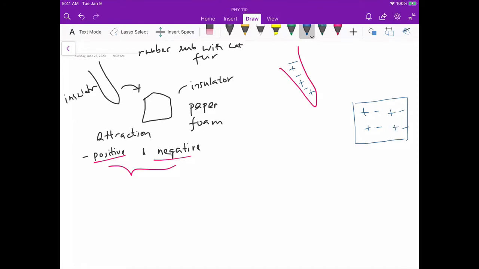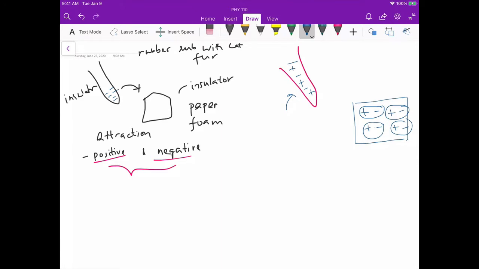Okay, those are mostly, in a small kind of material, we call them atoms. So now, when you wrap this thing with, let's say, cat fur, what would happen is it's going to gain some extra electrons.